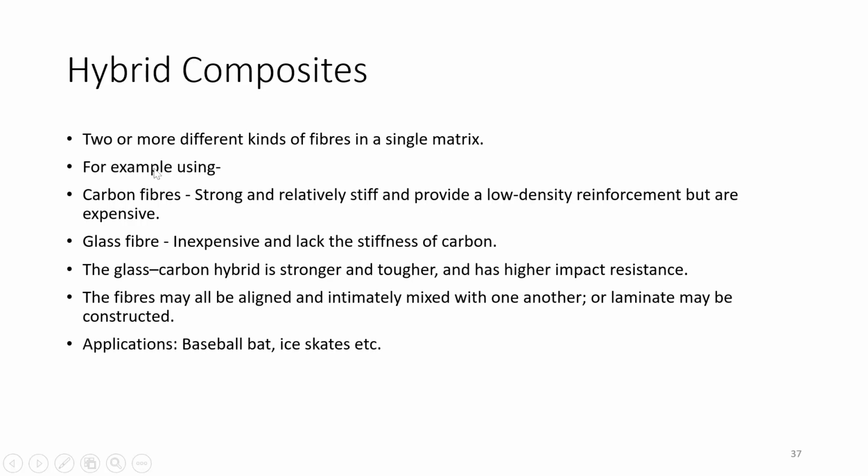Examples include carbon fibers, which are strong and relatively stiff, and also provide low density reinforcement but are expensive. In case of glass fibers, they are inexpensive and they lack the stiffness of carbon. The glass carbon hybrid is stronger and tougher and has higher impact resistance. The fibers may all be aligned and intimately mixed with one another, or a laminate may be constructed. Applications include baseball bats, ice skates, etc.